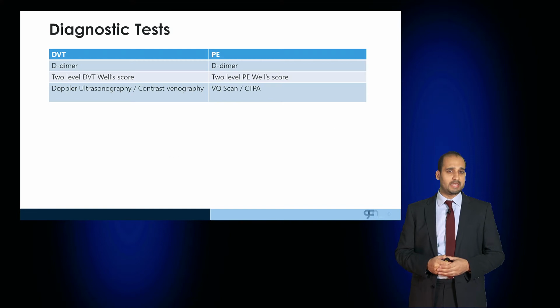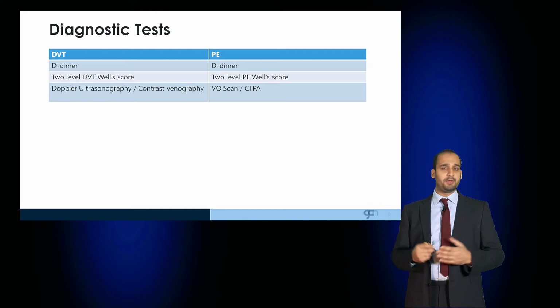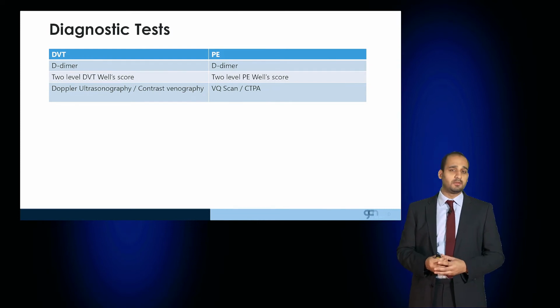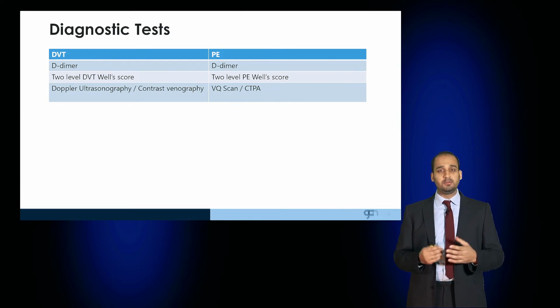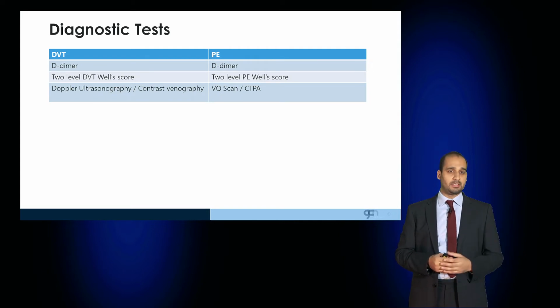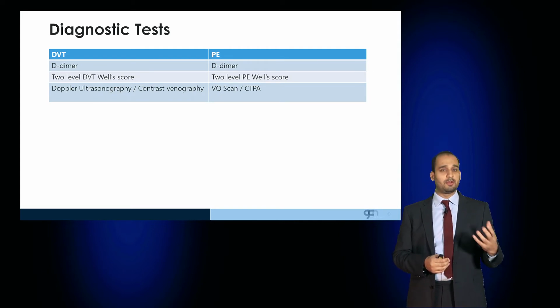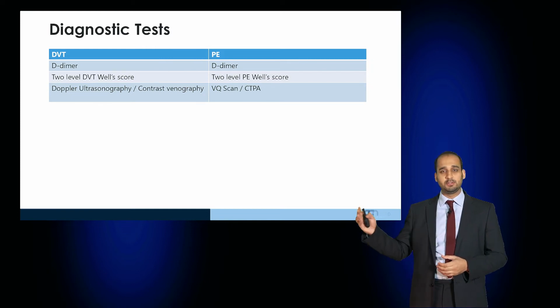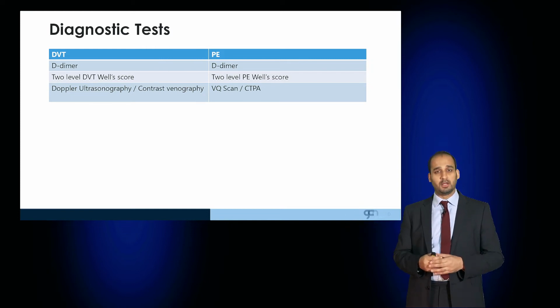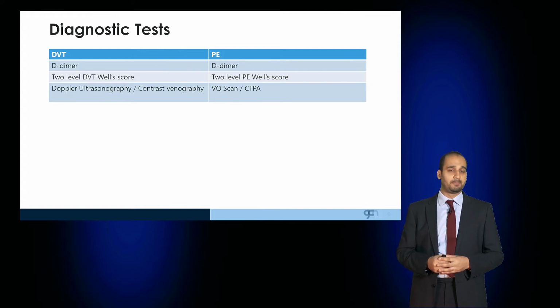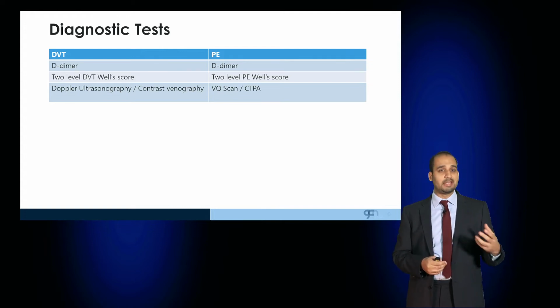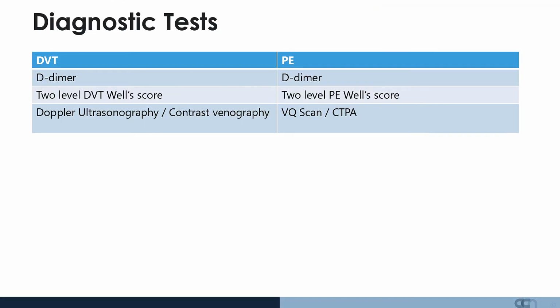There are various important diagnostic tests. For both DVTs and PEs and for thromboembolism, a D-dimer is a useful screening tool. We use the 2 levels DVT Wells scoring system to help determine the risk of DVT in patients, and a 2 levels PE Wells score for determining the risk of a pulmonary embolus. DVTs can be diagnosed with diagnostic Doppler ultrasonography or contrast venography, and PEs can be diagnosed with a CT pulmonary angiogram or a ventilation perfusion nuclear scan.